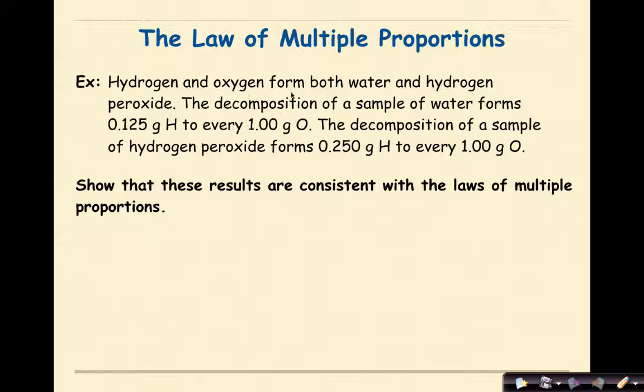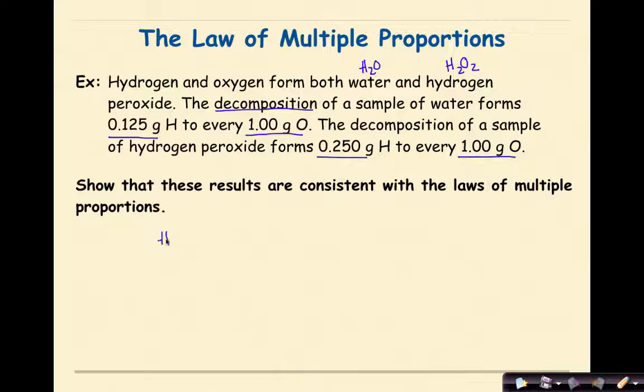Hydrogen and oxygen form both water and hydrogen peroxide. So we've got water, which we know is H2O, and a little reminder, hydrogen peroxide is H2O2. The decomposition of a sample of water forms 1.25 grams of hydrogen to every 1 gram of oxygen. The decomposition of a sample of hydrogen peroxide forms 0.250 grams of hydrogen to every 1 gram of oxygen. Show that these results are consistent with the laws of multiple proportion. So let's break this down again.